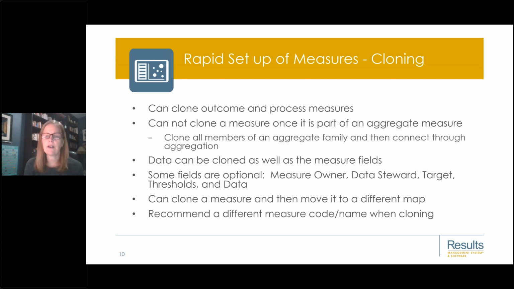So if I think about outcome employee engagement, I can have that metric live in every part of my organization. Process measures, something like processing applications, I can have that in multiple parts of my organization. One thing I want to point out is that once you create an aggregate measure, which is when you're rolling your data up to a parent, once you've established that relationship, you cannot clone it.